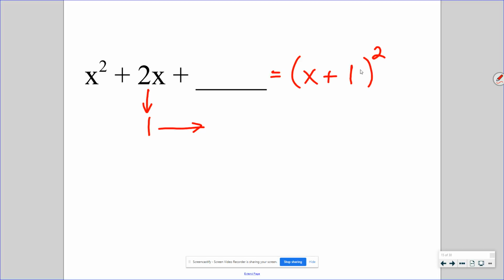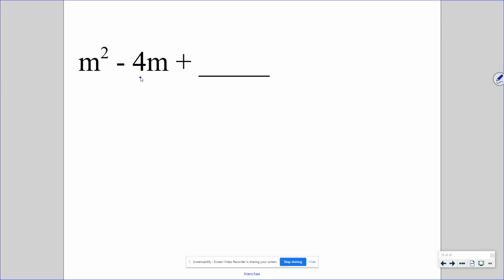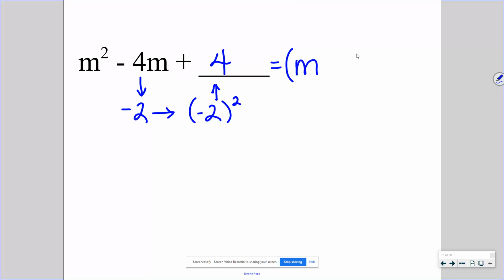Now, if I know this number, then I know from the shortcut that I just need to take this thing and square it to find that third number. So I'm going to take 1 squared, and that tells me that this number would have to be 1. Let's try again. So the shortcut way would be take half of the middle term and square that value, and you get your third term. Then, if you have to factor that trinomial, the number that goes here would be equivalent to half of that middle term, which is -2.